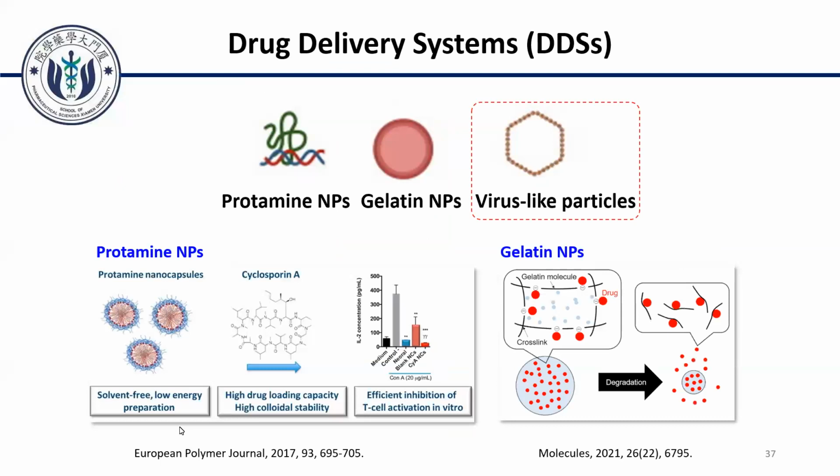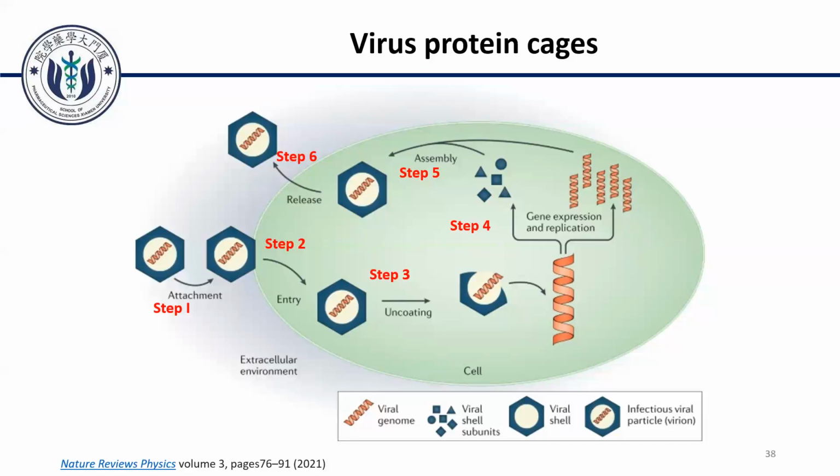Virus protein cages, I believe you are very familiar with. Virus-like particles are nanoscale structures made up of assembled viral proteins. What I show here are whole viruses. They infect our cells, and the process involves attachment, entry, uncoating, replication, assembly around the genetic material, and release.